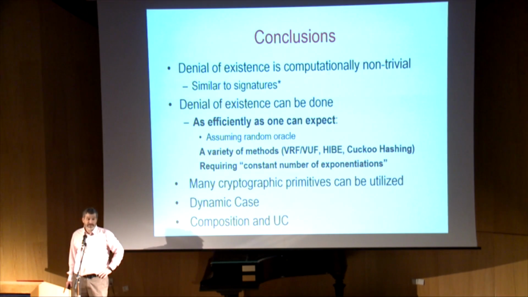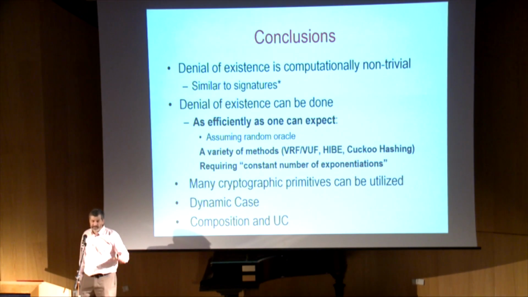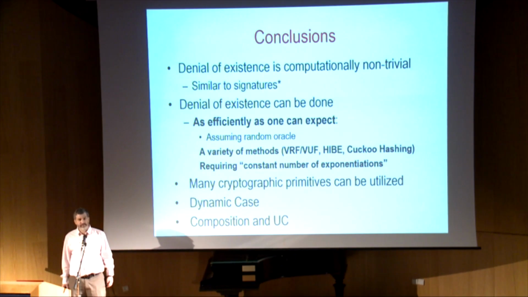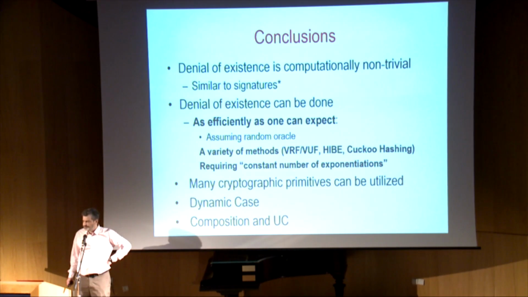We didn't discuss composition and universal composition. In general, if you have a 1-round scheme, you get composition for free, so you don't have to worry. But you can come up with a counterexample: if you have a 4-round scheme, then it doesn't necessarily compose concurrently. By definition, everything composes sequentially, but a 4-round scheme doesn't necessarily compose concurrently.